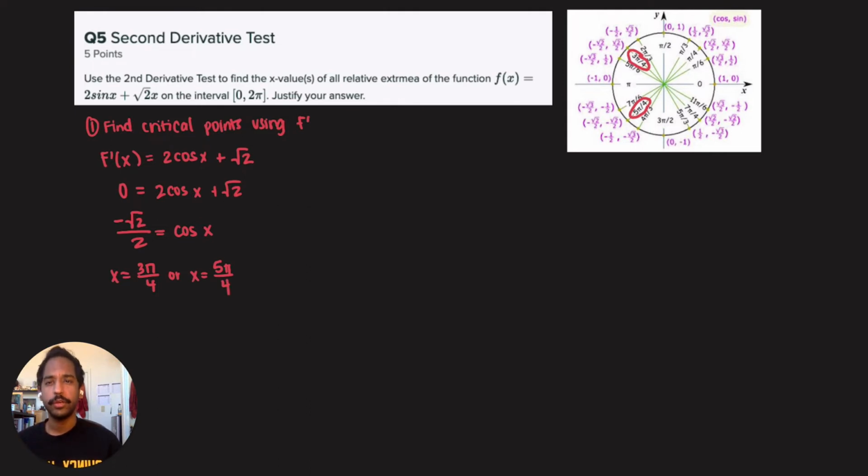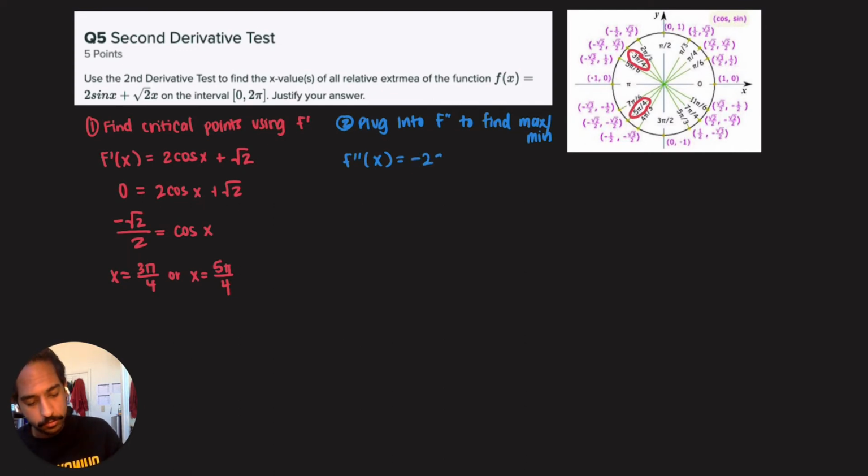Now, what do we do with those? We now have to plug them into the second derivative to see if it's positive or negative to determine if there's a maximum or minimum. I'll use blue for this to plug in to f double prime to find max or min. And that is determined by the sign of the second derivative. So let's try it. We're going to do f double prime. Let's find out what it is first. The second derivative of f, 2 cosine x, derivative would be negative 2 sine x. And then the derivative of root 2 is just 0, because that's a constant.